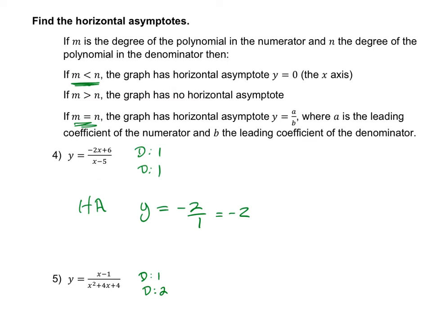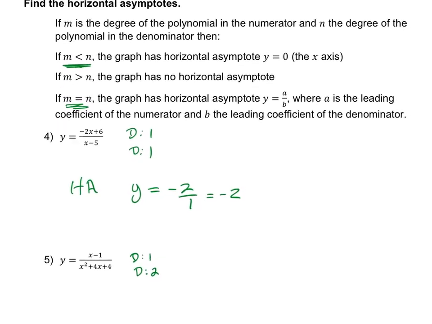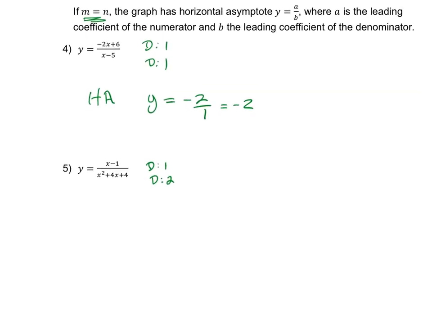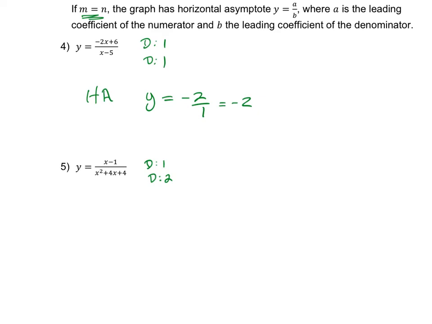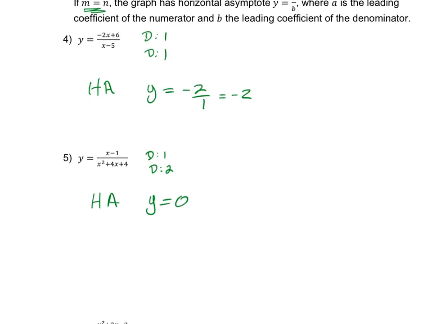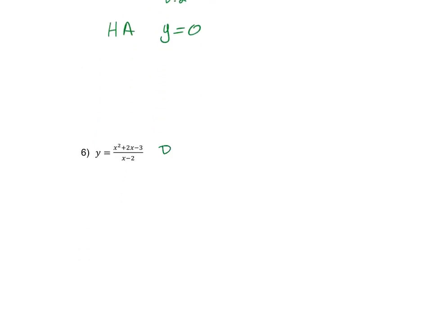The degree of the numerator is greater than the degree of the denominator. It's less than the degree of the denominator. So that means that my horizontal asymptote here is just y equals 0. Again, if the degrees of the numerator and denominator are the same, then it's the division of the leading coefficients. If the degree of the numerator is less than the denominator, it's y equals 0. And if the degree of the numerator is greater than the degree of the denominator, there's no horizontal asymptote. That's it.